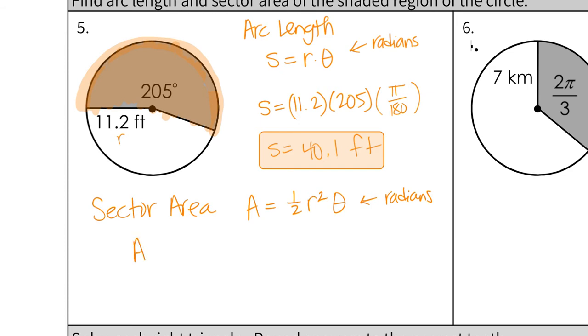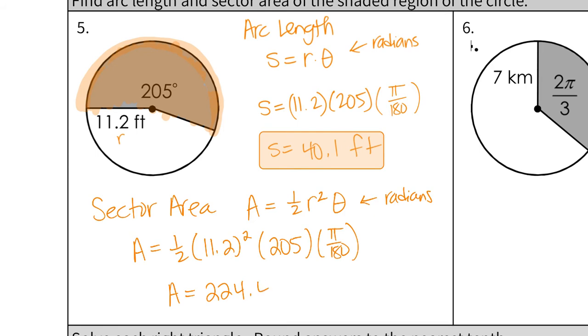Okay, so 1/2. Our radius is 11.2, but we want to square that. And then times our angle, 205. But in order to make sure it's in radians, we're also going to multiply by pi over 180. So again, all at once into the calculator. And when I type this in, I get 224.4. We're measuring in feet, so this would be square feet. Okay, so that is arc length and sector area of this circle where it measured the angle in degrees.